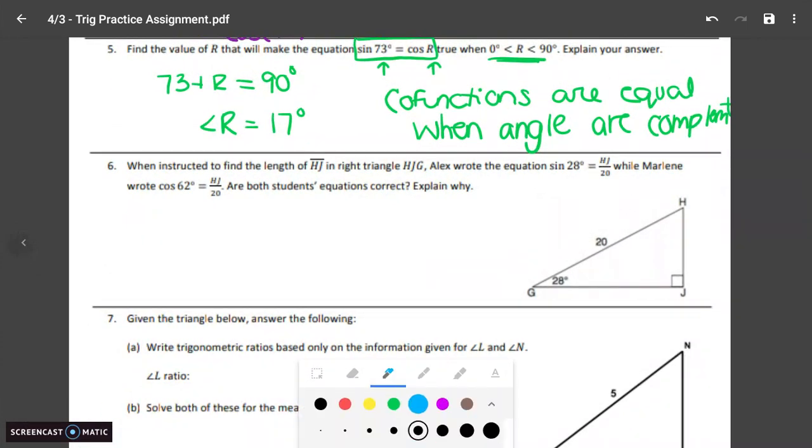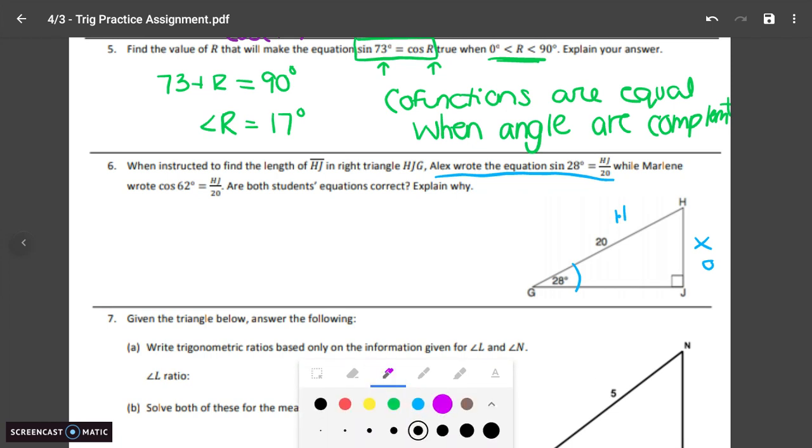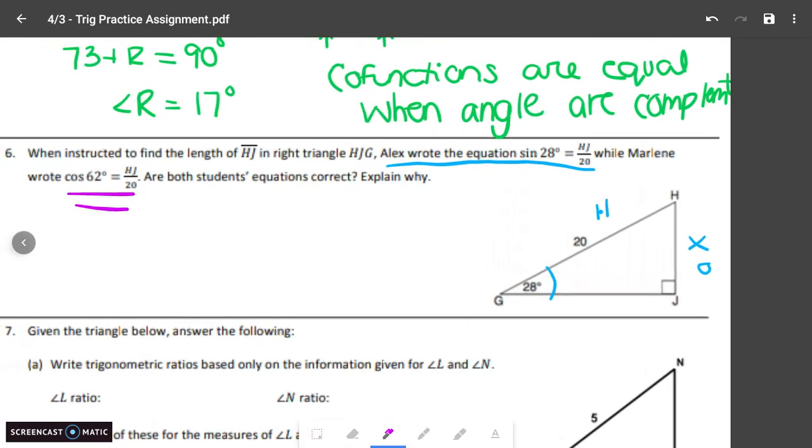Because notice here, we have Alex wrote the equation to find HJ, this piece here. So that's the opposite and the hypotenuse. So he used sine of 28. That's great. Marlene, however, she used 62 degrees. So we're wondering where that 62 comes from. Remember, a triangle has to add up to 180 degrees. So if the angle J is 90, G is 28. When I add that up and get 62, we're talking about this angle now. So that's changing it to have the adjacent and the hypotenuse. So she's correct also. And that should work out.